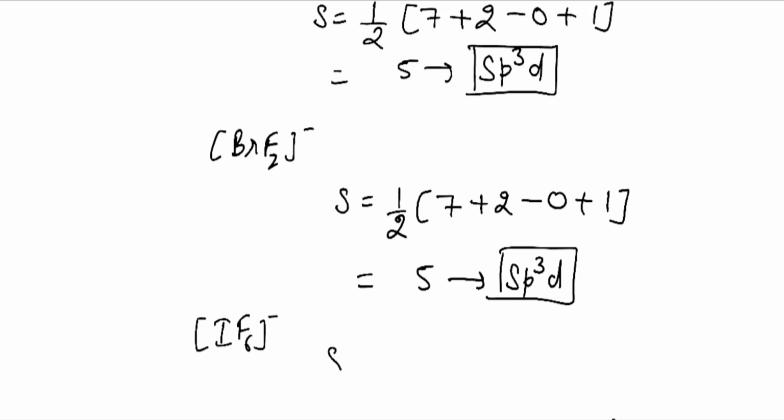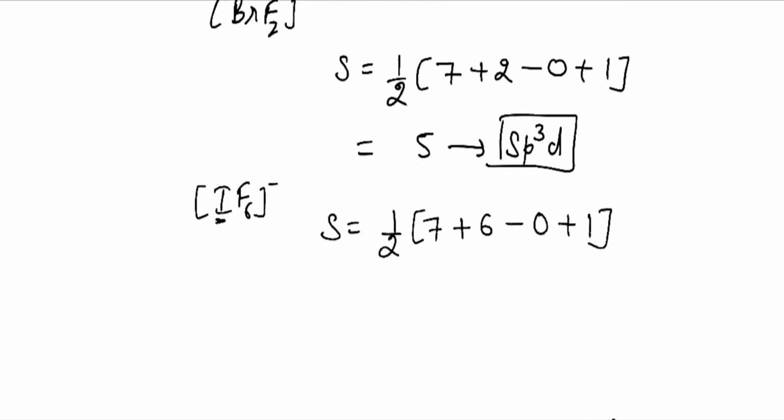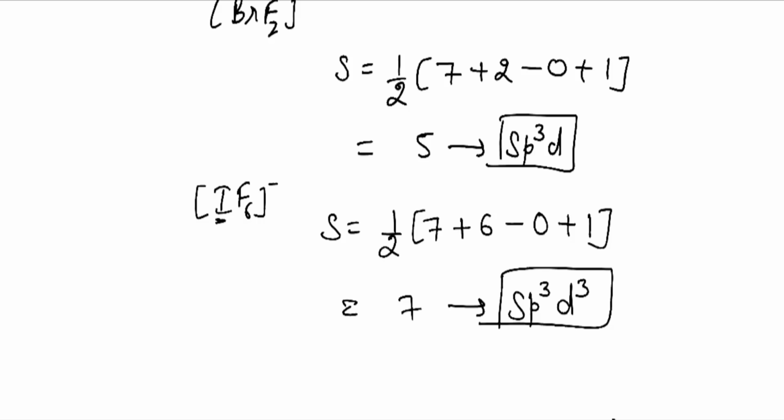negative, the steric number will be equal to 1 by 2 valence electron of central atom, that is iodine, 7, plus 6 monovalent atom attached to it. There is no cationic charge and there is one anionic charge. So which comes out to be 7, and for 7 the hybridization is sp3d3.